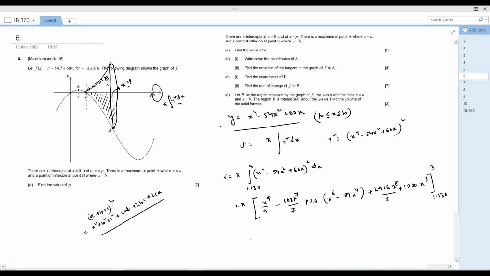And after putting in the values you get pi times 25752.02. You can directly write it this way, that is 25752.02 pi. This is the volume.